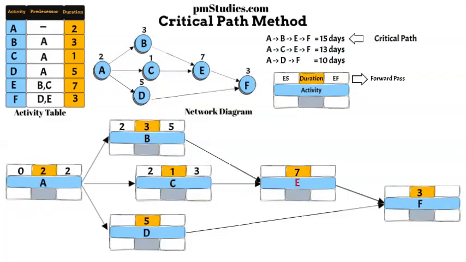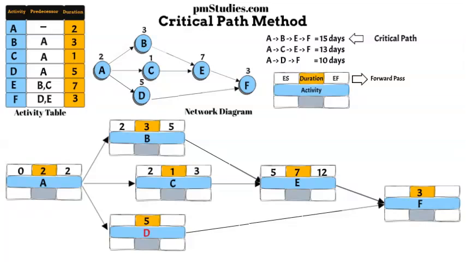We are now ready to fill in the ES for activity E. But there is a small catch here. Since activity E needs both activity B and C to be finished first, we will have to select the higher EF of activity B and C into the ES of activity E. In this case, we enter 5 into the ES. The EF will be the ES plus duration, which would result in 12.